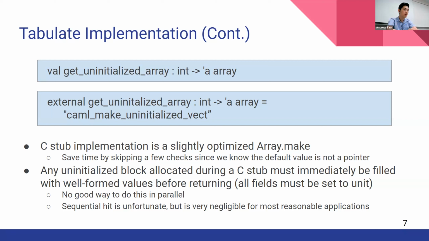But unfortunately, there's not really a very good way to initialize every single field in parallel. We need to set it to some safe value like unit, but there's not a good way for us to parallelize this. And so we actually do take our sequential hit here. We have to go through and set every value to some safe unit. But this is a very optimizable operation. It is really just going through and setting every value to 0, 0, 0, followed by a single 1. So this is pretty efficient. And although it's unfortunate, it's extremely negligible for most reasonable applications. I'll talk about this a little more in the limitations section.